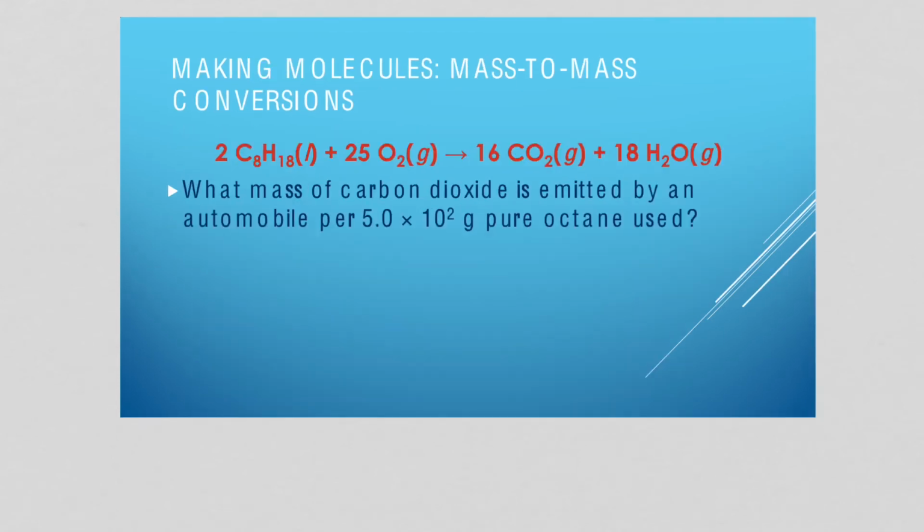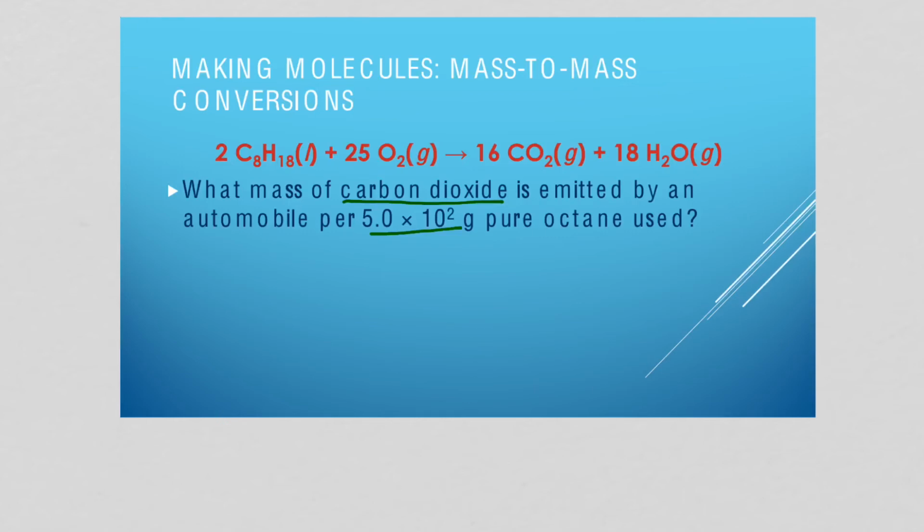So we're going to go back to our reaction of octane. So we have our balanced equation. Anytime they give you an equation to work with, this is just a good thing to remember: you always want to double check to make sure it's balanced before you start to do any of these kinds of calculations. So given this balanced equation, I want to know what mass of carbon dioxide is emitted by an automobile per 5 times 10 to the second grams of pure octane used.